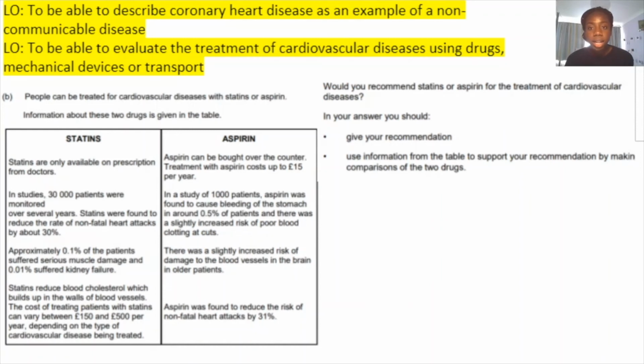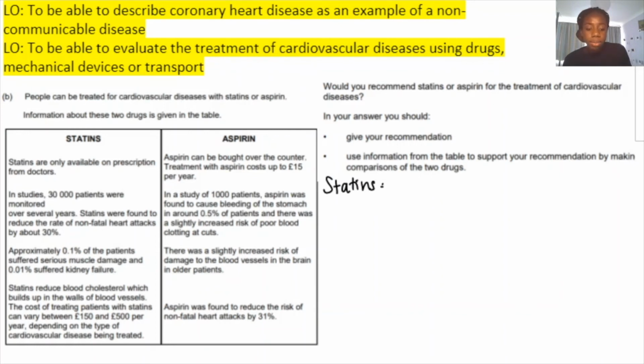In your answer, you should give your recommendation and use information from the table to support your recommendation by making comparisons of the two drugs. For this sort of question, I'd recommend taking each side, discussing the advantages and the disadvantages, and then making a conclusion based on that evidence. So if we start off by going through statins, we can talk about the pros and cons of those using the information from the text.